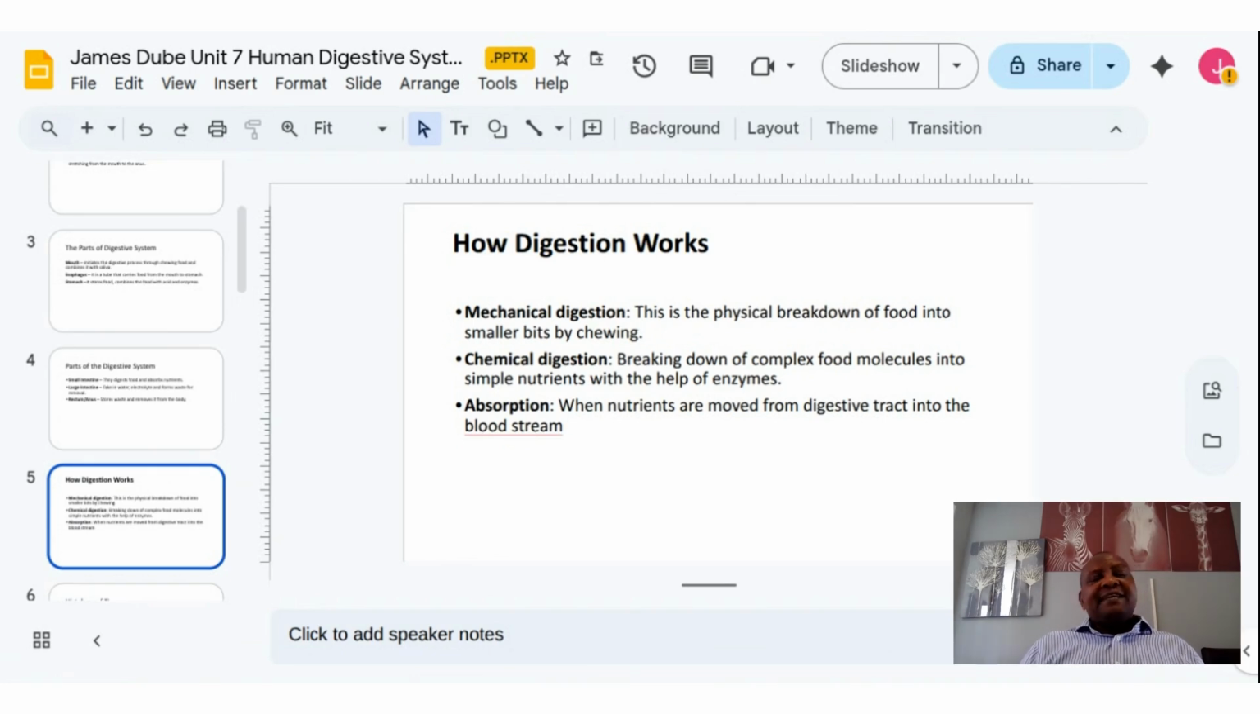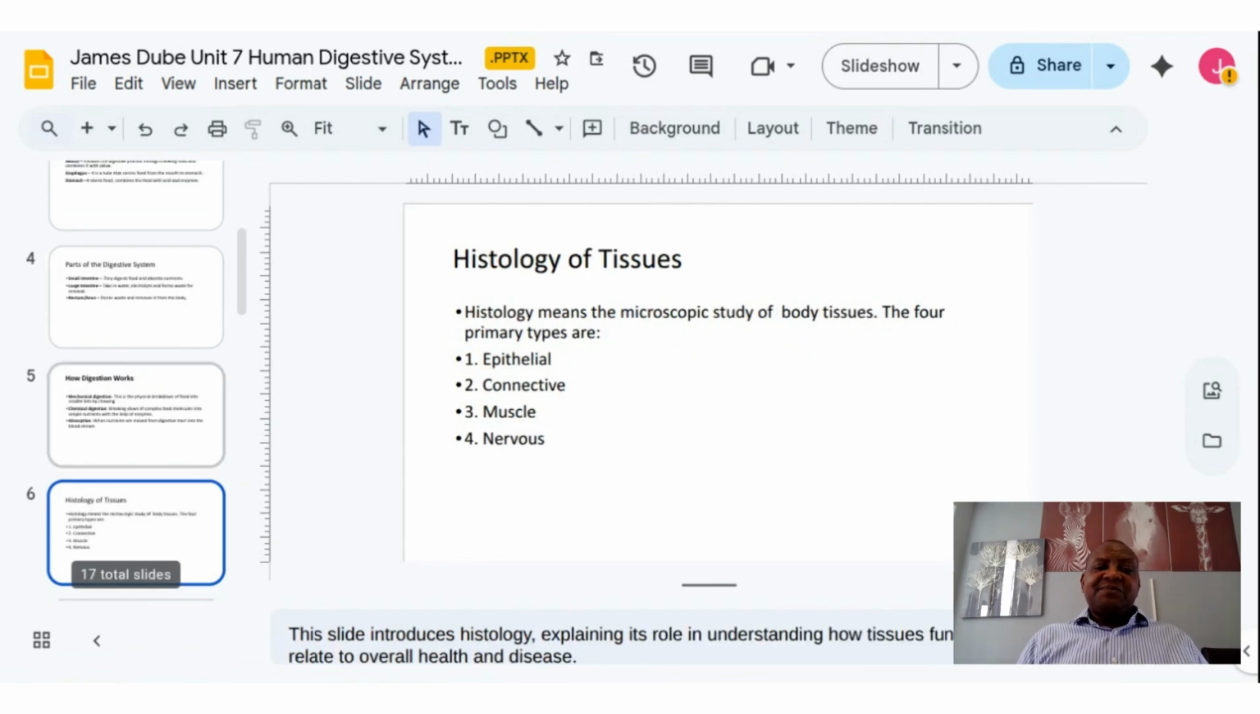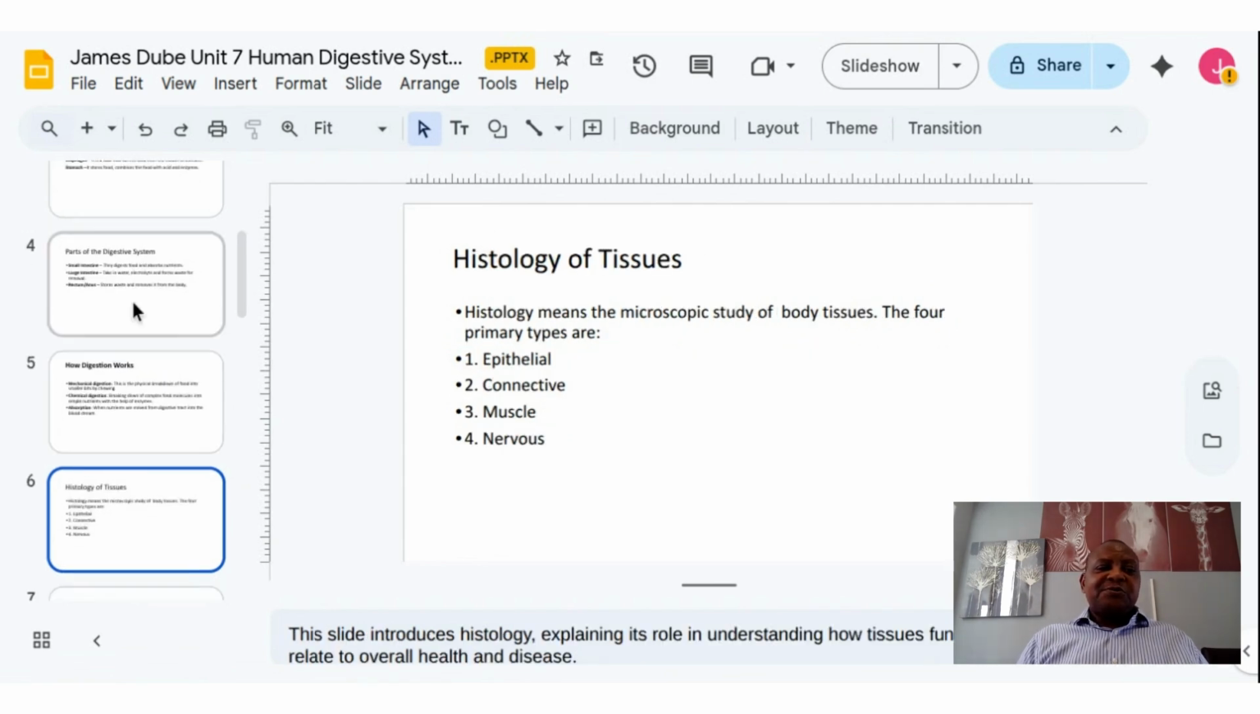The third part of the digestion system involves the absorption of the nutrients. After the foodstuff has been broken down into smaller particles, they are absorbed from the digestive tract into the bloodstream. When they are absorbed, that's when we start to benefit from the food which we have ingested.